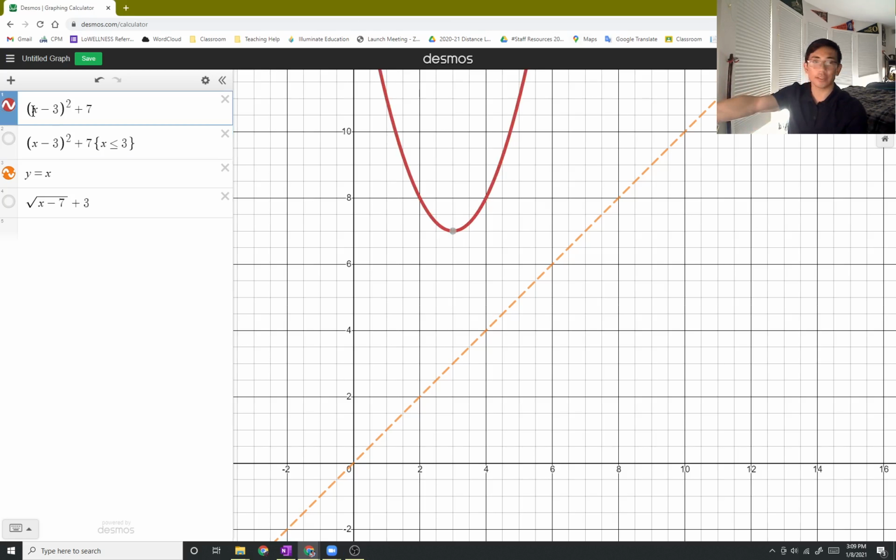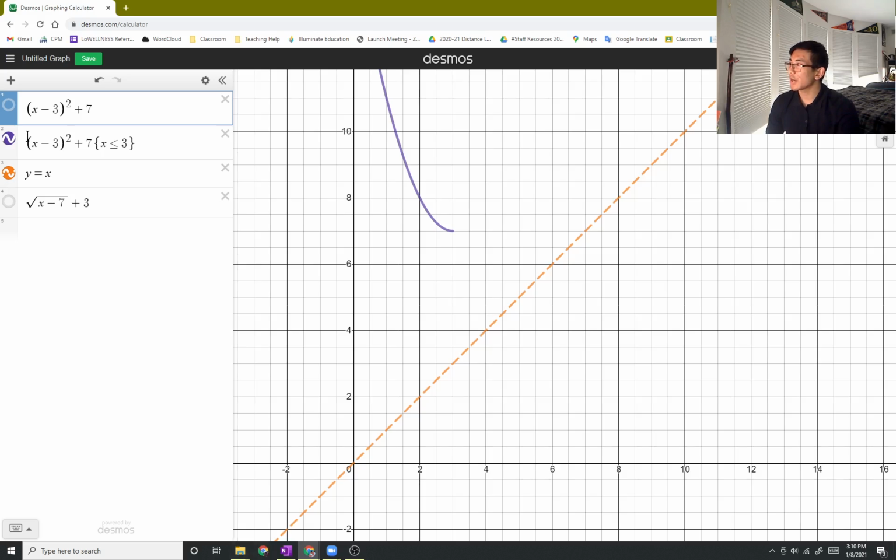You can see in red here, (x minus 3) squared plus 7. And we have our vertex once again here at (3, 7). And now, we chopped off the graph, so we only took half of it to ensure it was one-to-one, and therefore the inverse would be a function. So that was this graph. We only took the left half, in purple here.